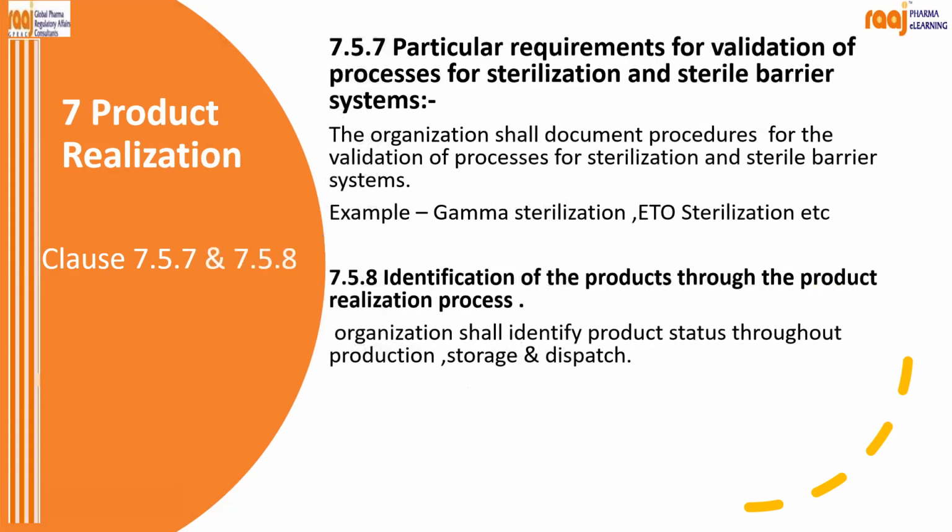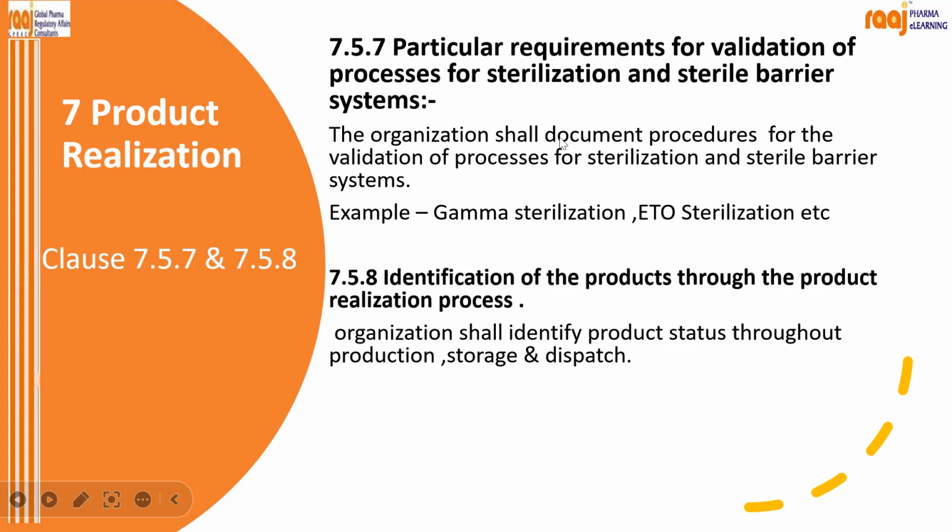Then, particular requirements for validation of process for sterilization and sterile barrier system. The organization shall document procedures for the validation of process for sterilization and sterile barrier system. Example for gamma sterilization, ETO sterilization, etc. What if there is ETO, a particular sterilization requirement? If there is a particular requirement for validation of processes.